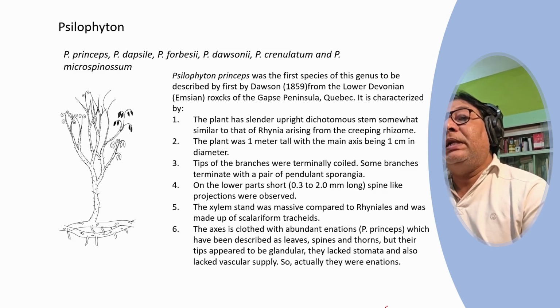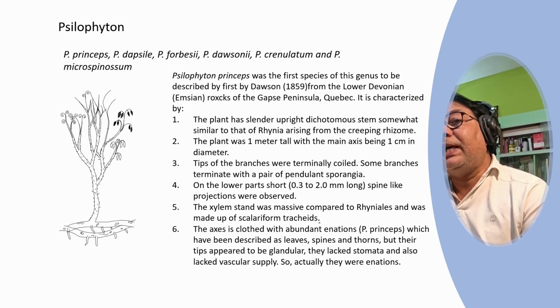Again, the xylem strand was massive compared to Rhynia and was made up of scalariform tracheids.